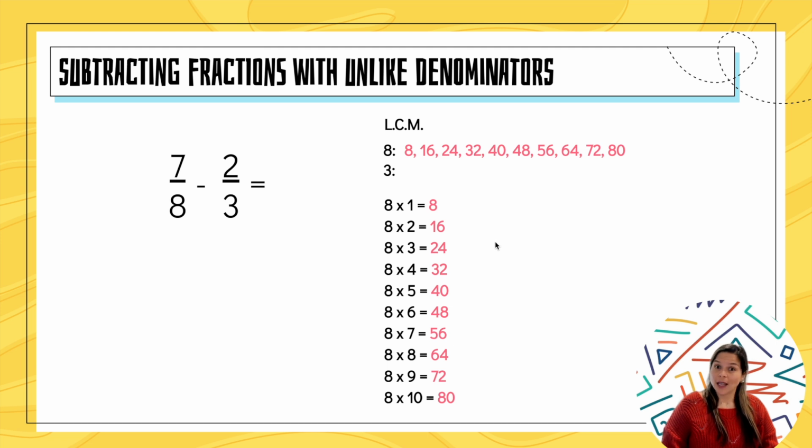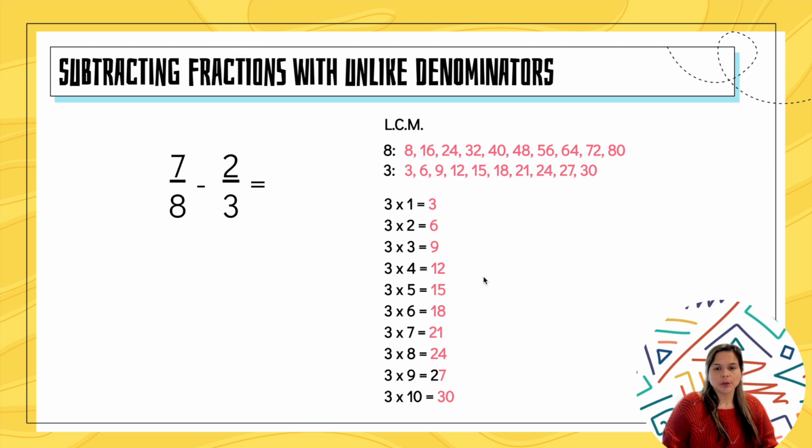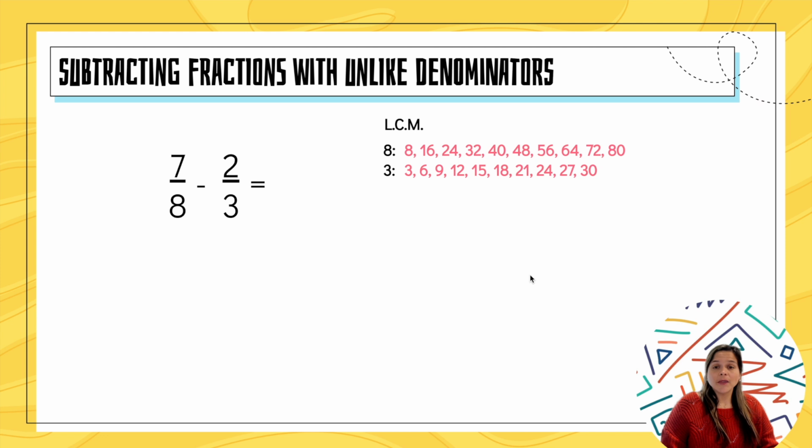Perfect. Once again, we start with the multiplication tables and see if we can find the least common multiple. If it doesn't happen, we have to continue finding more multiples for each number. Now let's find the multiples for number 3. So multiples for number 3 are 3, 6, 9, 12, 15, 18, 21, 24, 27, and 30. Now, we have the multiples for number 8 and number 3. So now let's find which one is the smallest number that number 8 and number 3 share.